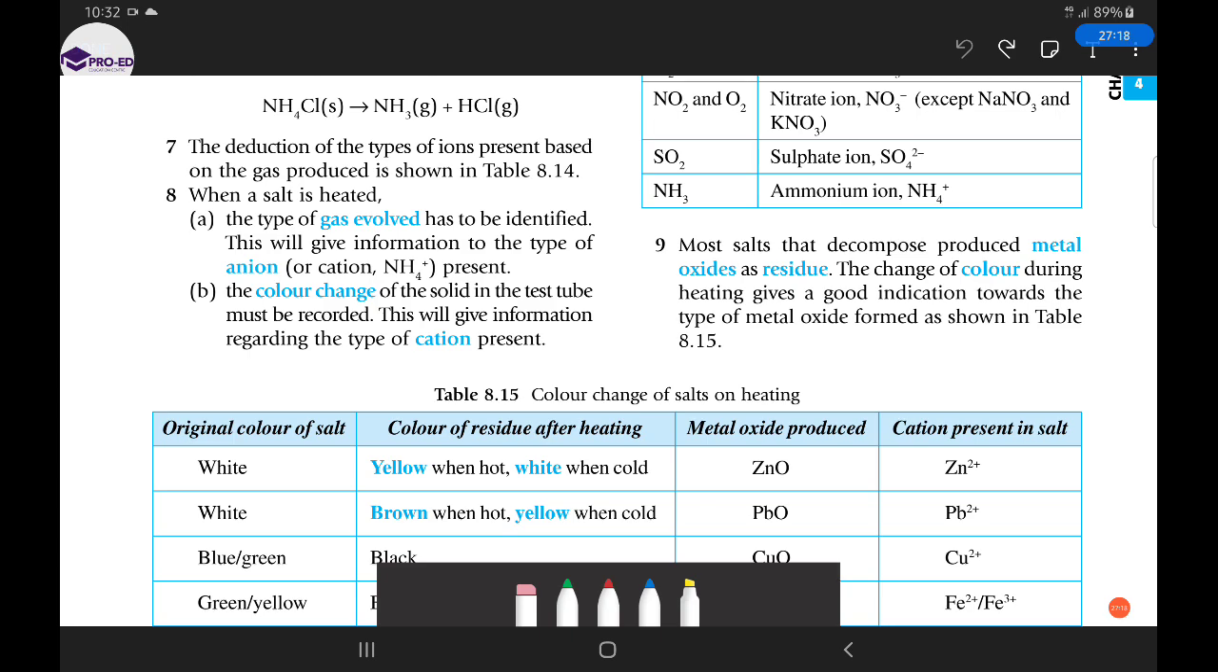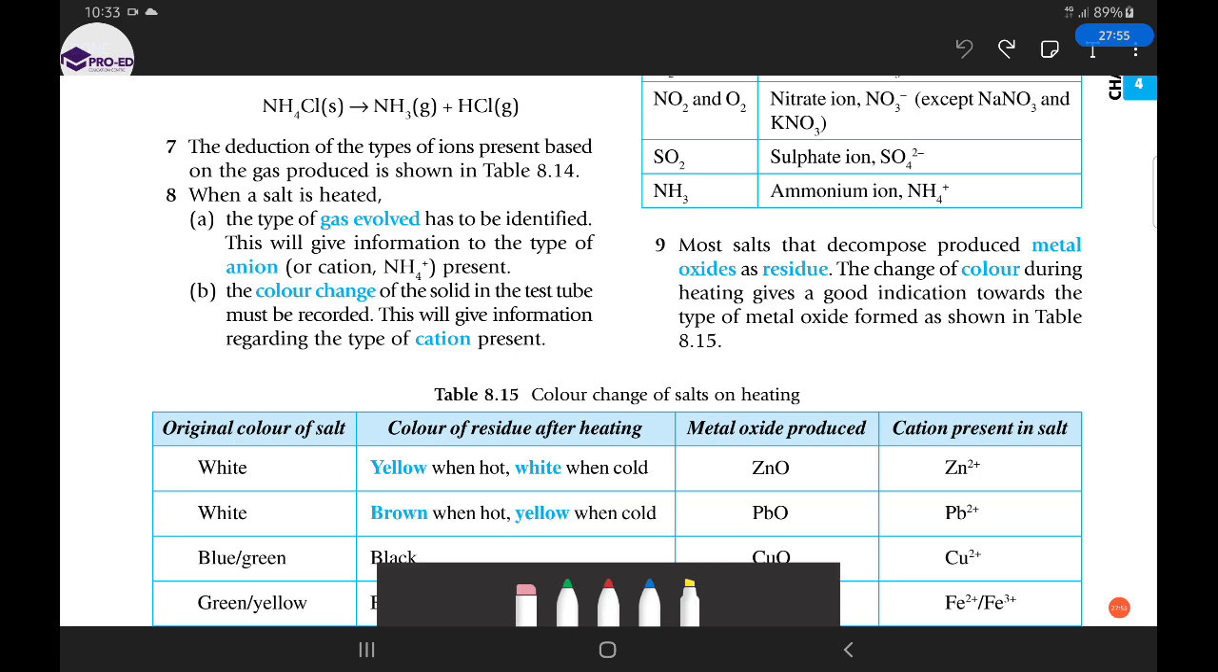For instance, carbon dioxide determines that it is carbonate. Carbonate is an anion. Oxygen or nitrogen dioxide determines that it is a nitrate salt, and nitrate is an anion. If you detect sulfur dioxide, then it is definitely sulfate ion, also an anion. So always the gases tell us what anions are present, except for ammonium ion. When ammonia gas is detected, it tells us that ammonium ion is present, which is a cation. It's the only one that bucks the trend. It doesn't really follow.